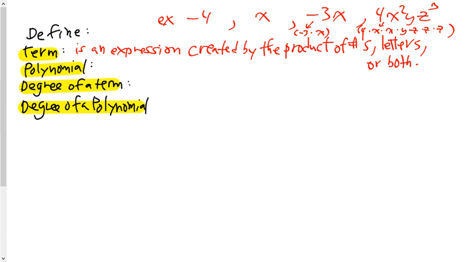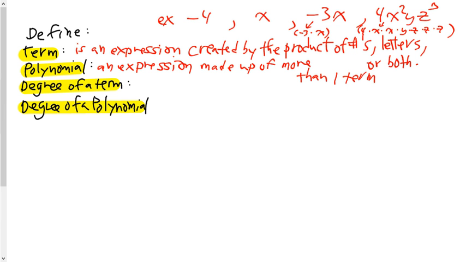A polynomial is an expression or a sentence, a mathematical number sentence, an expression made up of more than one term. So if you have 2 terms, it's a polynomial, but you can also call it a binomial if you want. If it's 3 terms, it's called a trinomial. And once we get past trinomial, we don't have quadrinomials and quintinomials and sextinomials. They're just called polynomials. But you can call a polynomial anything more than 1 term.